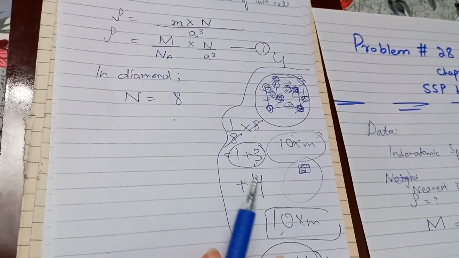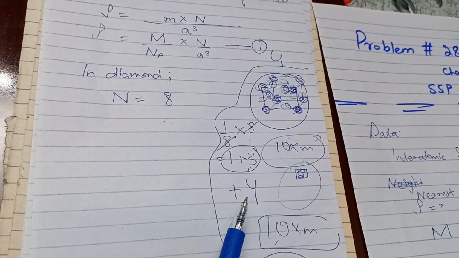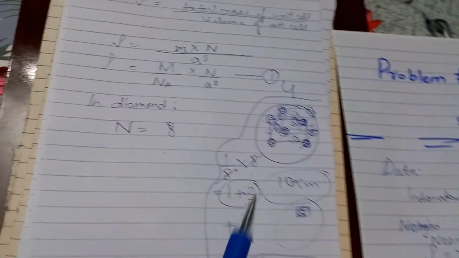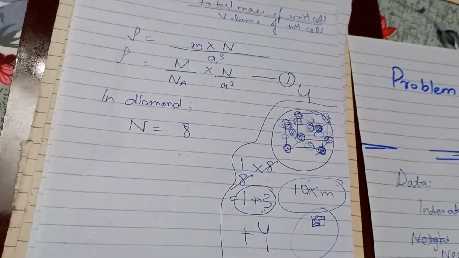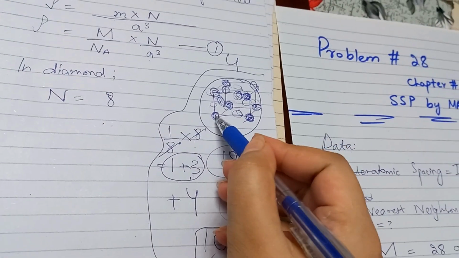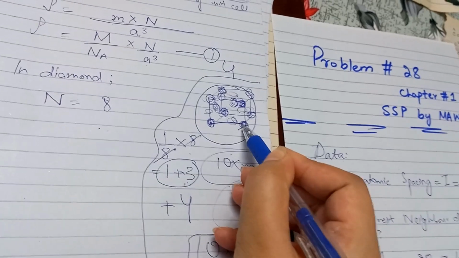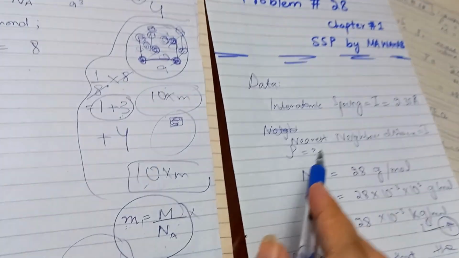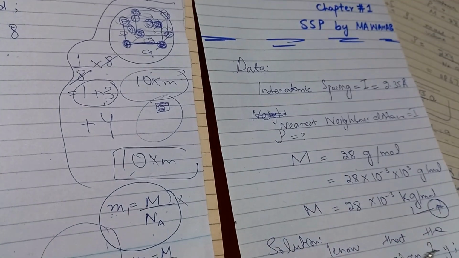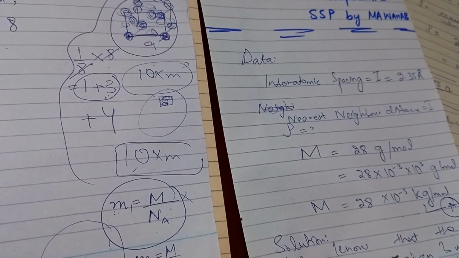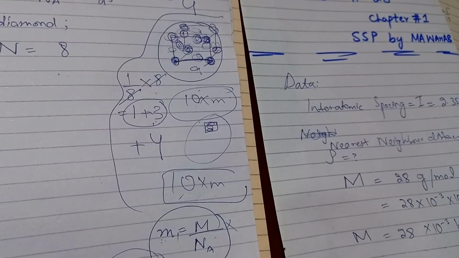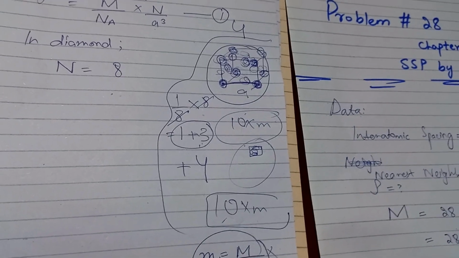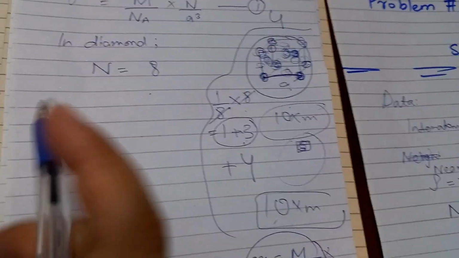And for a, we should know the relationship between the nearest neighbor distance, which we already know, and the lattice parameter, which is a here. a is the lattice parameter, which is the length of these sides from one corner to the other corner of the unit cell along the x direction. These are the lengths a. And what we are given is the interatomic spacing or nearest neighbor distance, which means the distance of a silicon atom from its nearest neighbor.